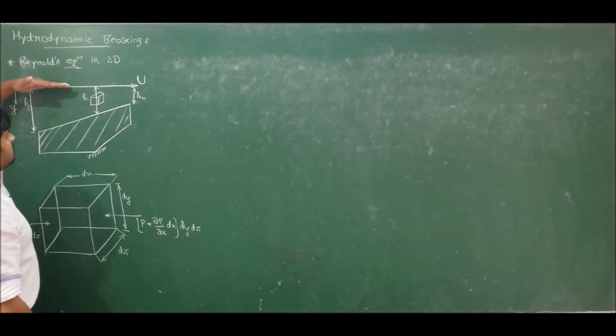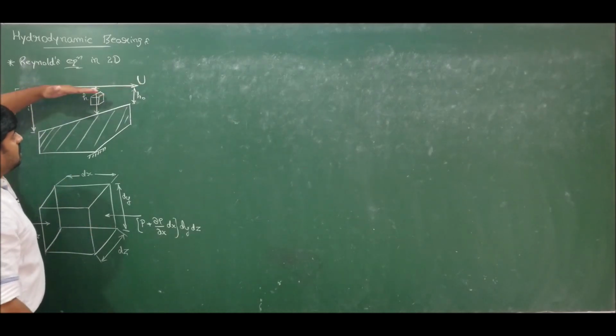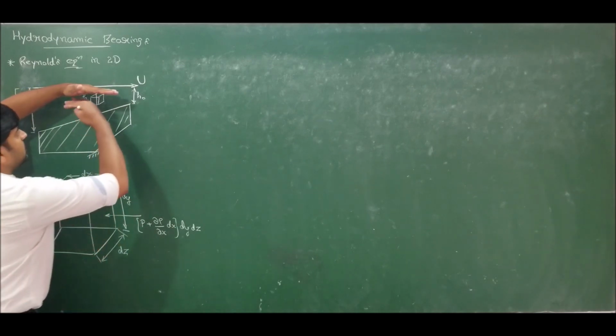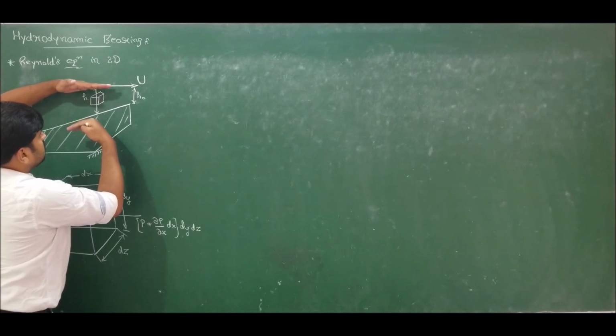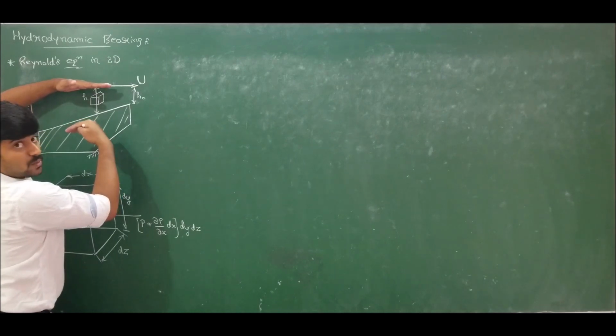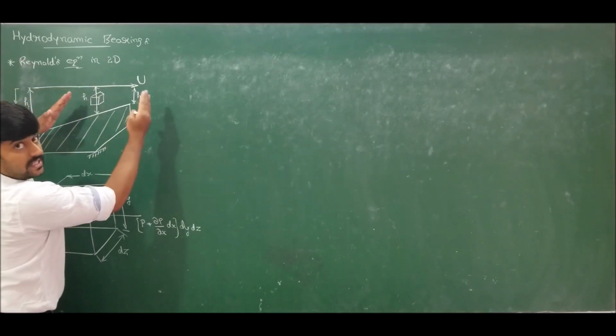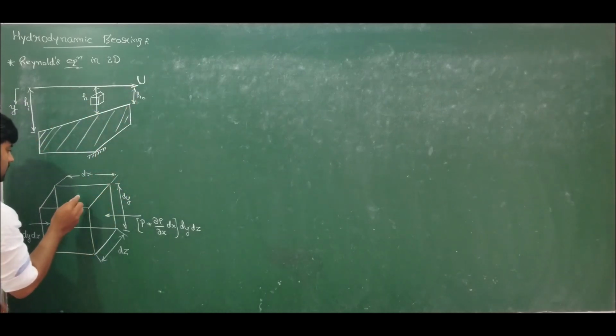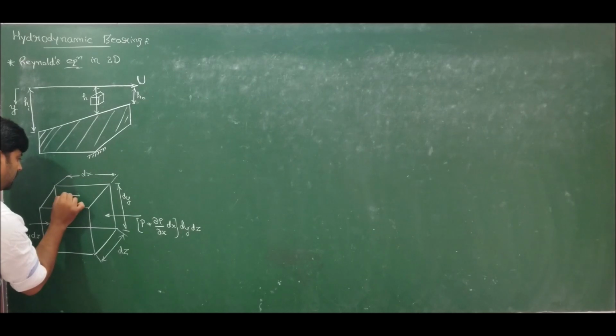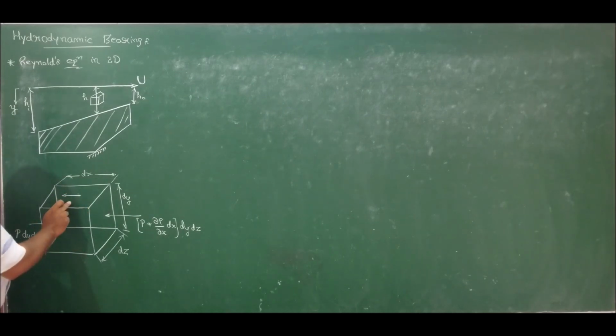Now since the plate is moving with velocity u like this, on the top surface the shear force will act opposite to the velocity. Since the plate tries to move this element from left to right, the resistance will be from right to left, correct? So here I have the shear force. What will be the shear force? Shear stress times the area, correct?